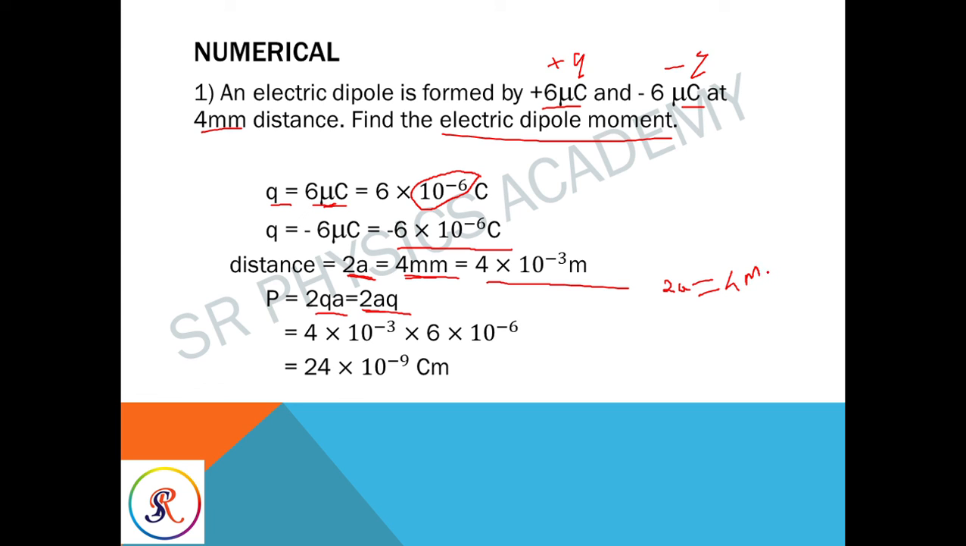Next, just substitute the values. 2a means directly it is there: 4 mm is nothing but 4 into 10 power minus 3 meter. That is the 2a value, into the Q value, any one of the charges: 6 into 10 power minus 6. Multiplying the numerical parts, 6 fours are 24. And see the powers: both signs are minus, but we have to add the numbers. Minus 3 minus 6 gives 10 power minus 9.